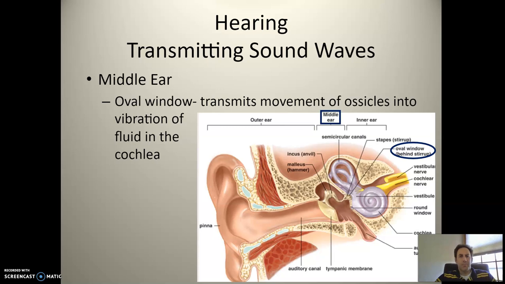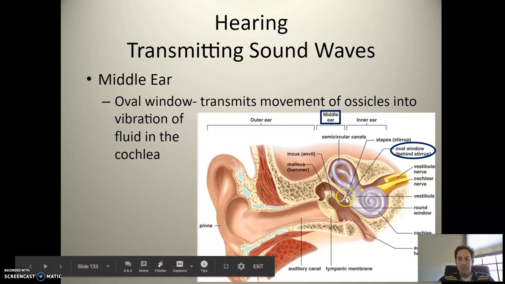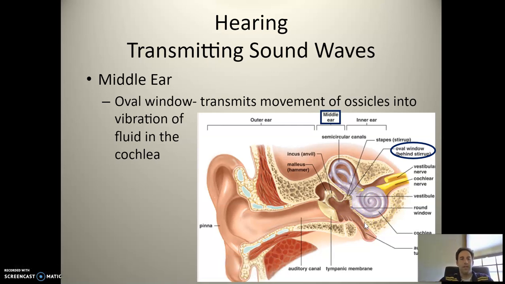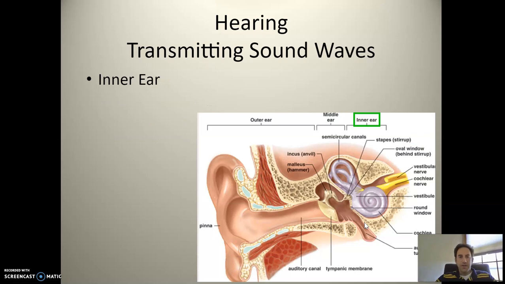It's kind of like in Jurassic Park when they show the puddle and T-Rex is on the way and the water in the puddle is kind of rippling. So that's what's happening when these bones strike that oval window. The fluid in the cochlea is going like that. That brings us to the inner ear.